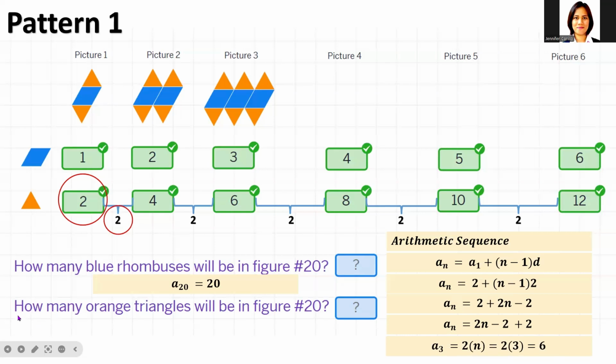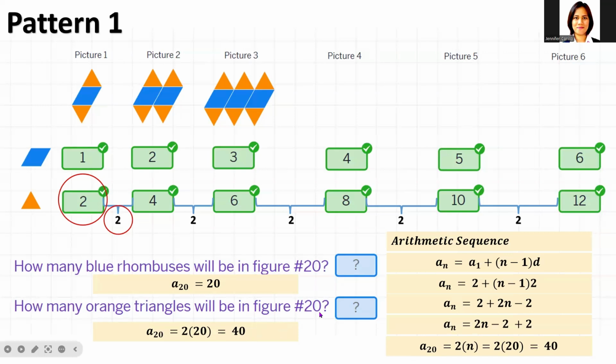For the next question, how many orange triangles will be in figure 20? We can solve this without drawing the triangles or the picture or continuing the sequence. Instead, we can solve this using the formula 2n. So a sub 20 is equal to 2n, wherein n is 20. So 2 times 20 is equal to 40. This means that the 20th term in the triangle sequence is 40, so there are 40 triangles in figure 20.